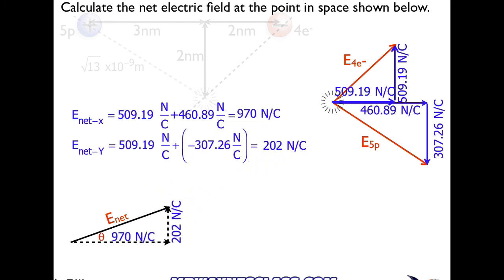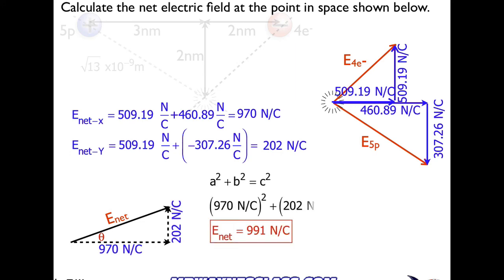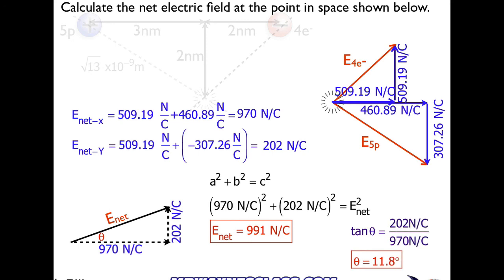So there's the vertical, and there's the horizontal. That's where the numbers are going to come from. I'll use Pythagorean theorem to find the net electric field, 991 newtons per coulomb. And then I'll use the tangent function, opposite over adjacent, to give me the angle, 11.8 degrees. So these two numbers make up the answer. It says calculate the net electric field at the point in space below. The electric field is 991 newtons per coulomb, and it's 11.8 degrees in the first quadrant.